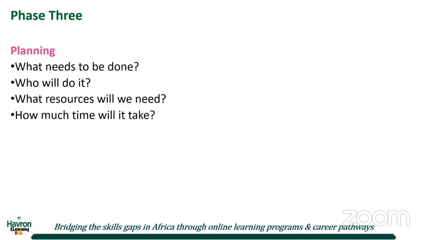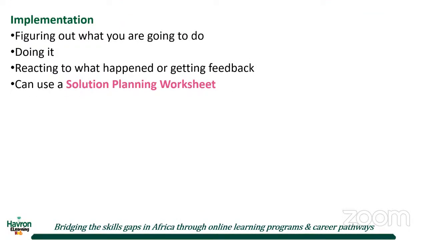Our last phase, phase 3, is planning. For planning, start by breaking the task down into smaller portions. Then for each mini task, plan the following information: what needs to be done, who will do it, what resources we need, and how much time it will take. That is setting a deadline. Once all the smaller tasks are planned out, you will have an idea of how long the main solution will take to implement. You may also want to make sure that the above questions are answered for the main task. Then you go to implementation.